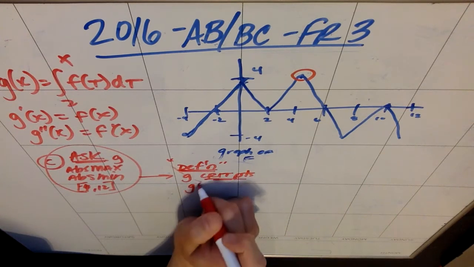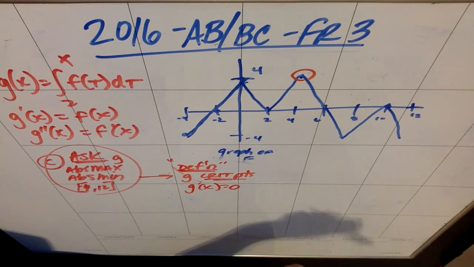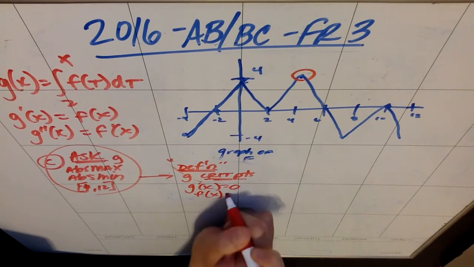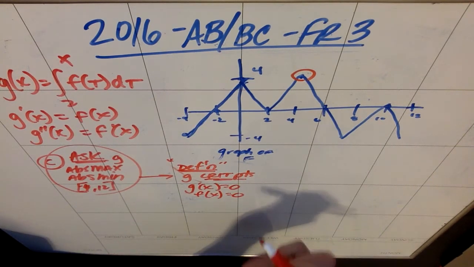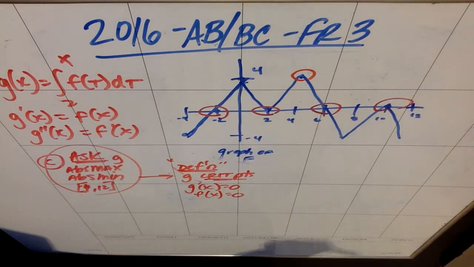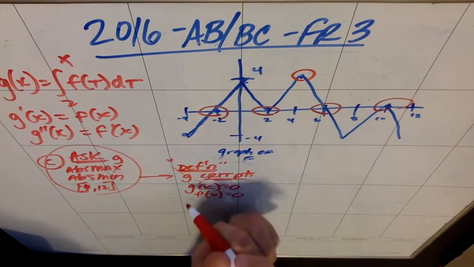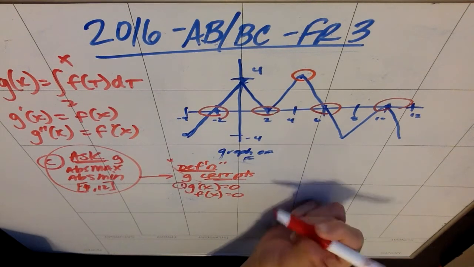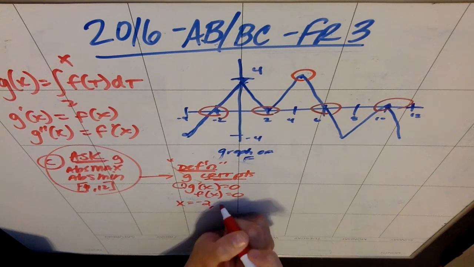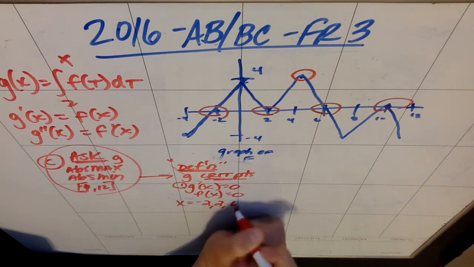What we need is when g prime of x equals 0, and then we figure out our possible critical points. Well, g prime is the same as f of x equals 0. So I look and say, that's 4 possible places. There are three kinds of critical points. There's when your derivative is 0, and those happen at negative 2, 2, 6, and 10.